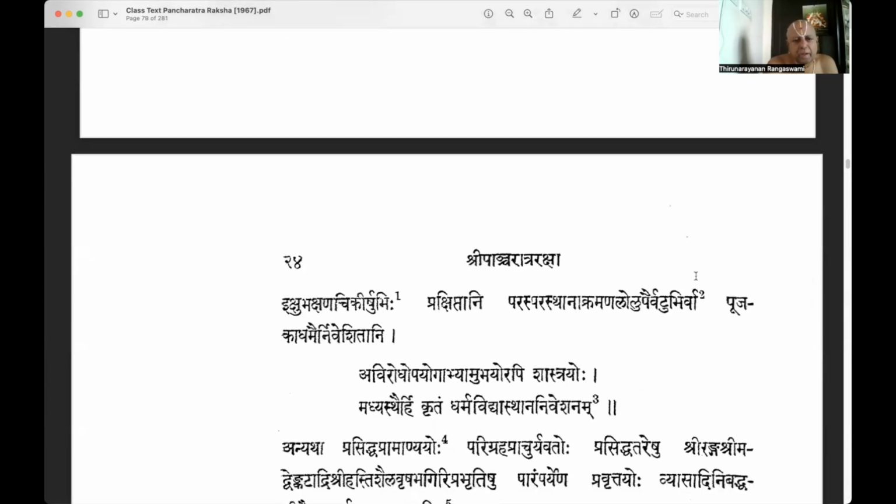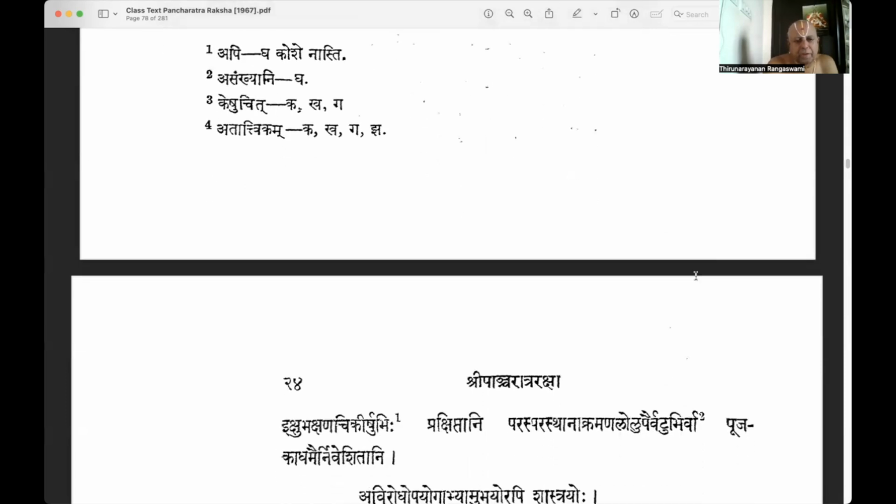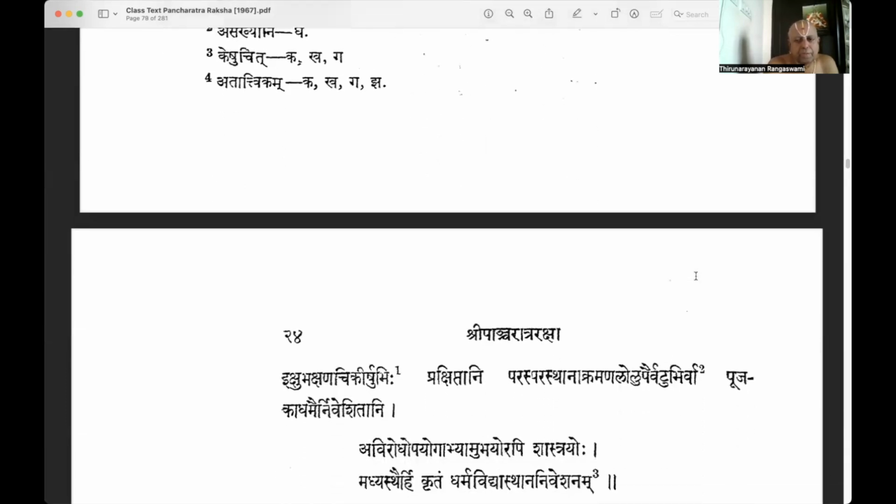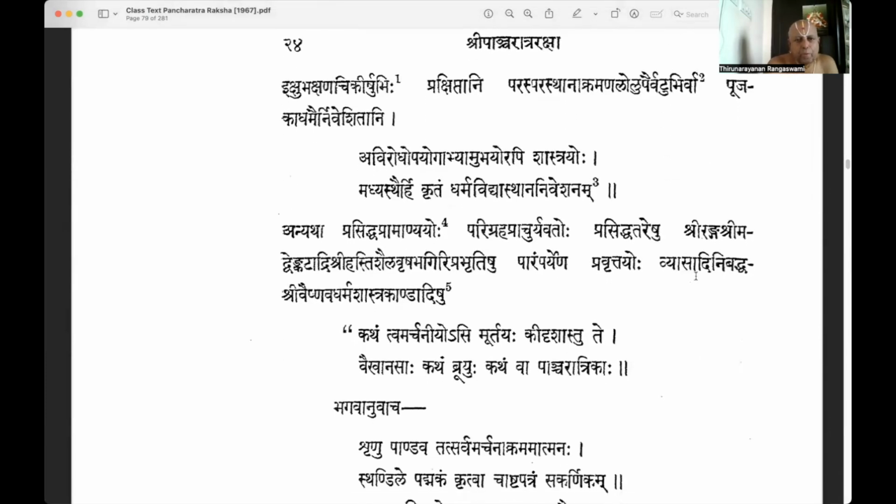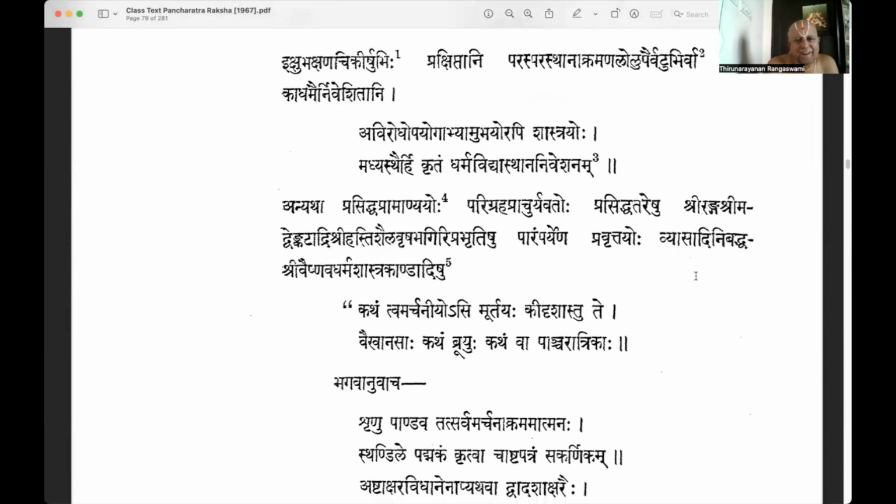Take the last word in the sentence, Niveshitani. They have been established. They have been brought in. By whom? There are two or three adjectives for the people who are called the worst worshippers, worst priests. Pujaka adhamaihi. Pujaka, pujari we say in Hindi. Pujaka adhamaihi, by the lowest level of priests.